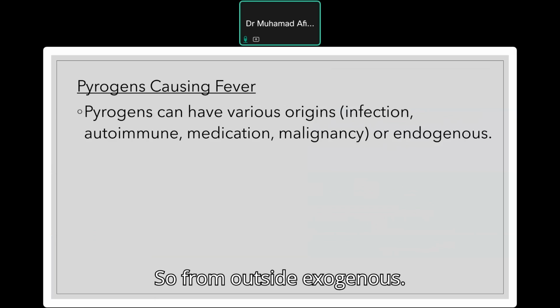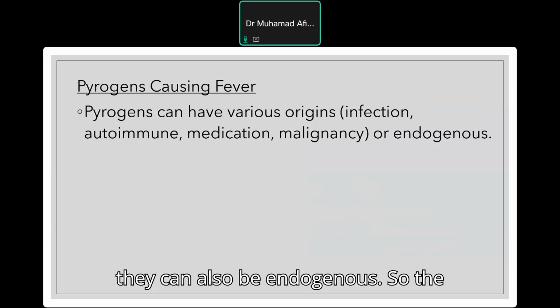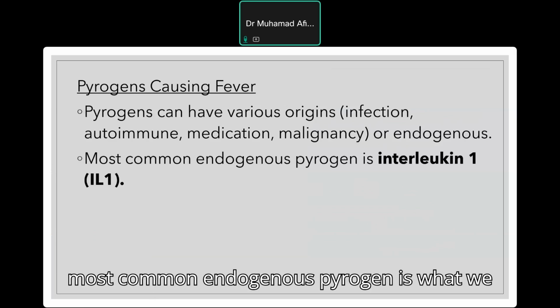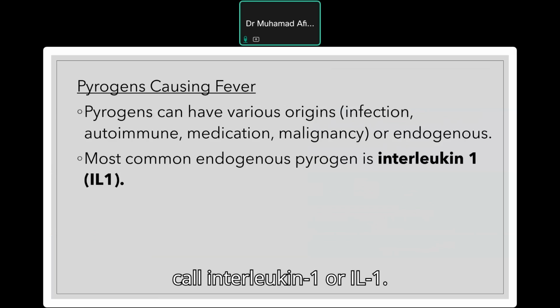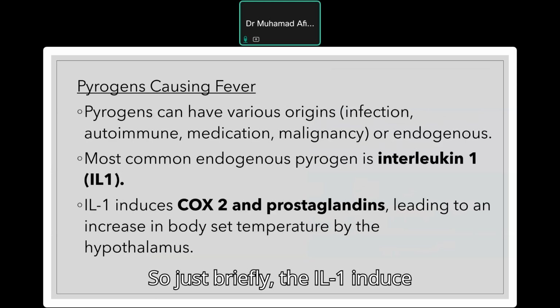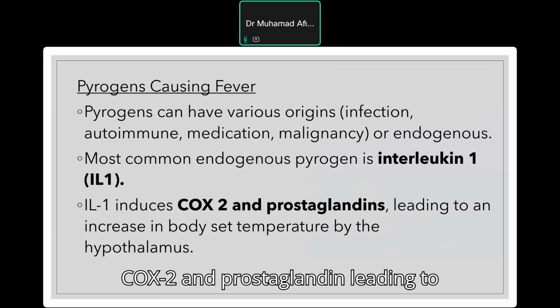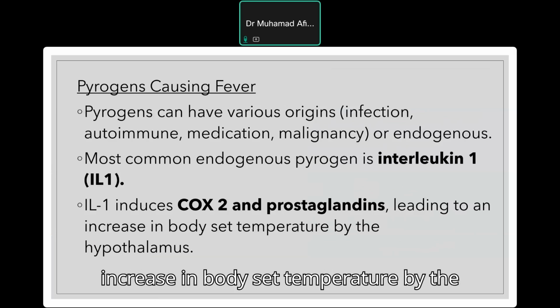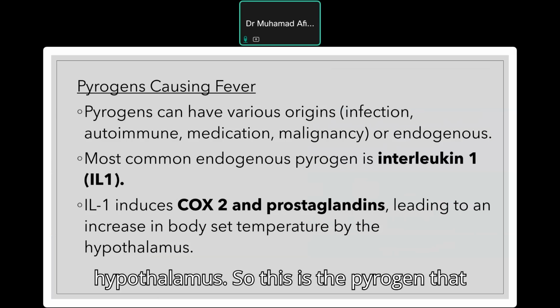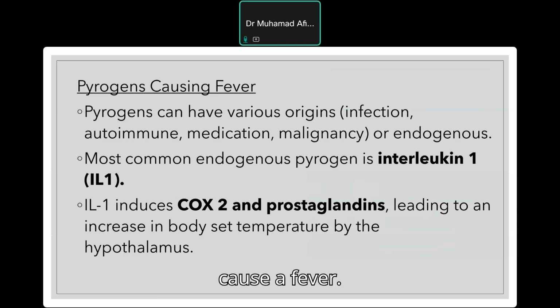From outside, exogenous, common causes are infection, autoimmune disease, medication or malignancy. Or they can also be endogenous. The most common endogenous pyrogen is what we call interleukin-1 or IL-1. Just briefly, IL-1 induces COX-2 and prostaglandin, leading to an increase in body set temperature by the hypothalamus. So these are the pyrogens that cause a fever.